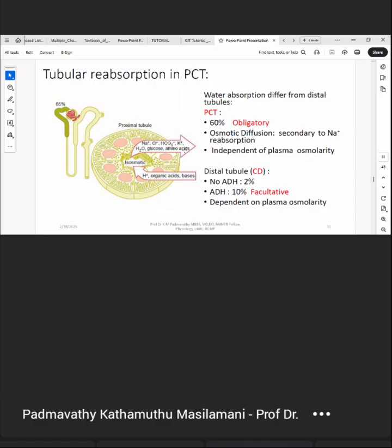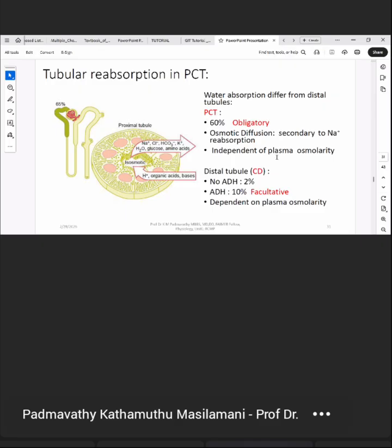So these two are completely reabsorbed. And most of the sodium, that is 60 to 65% of sodium, is reabsorbed. Along with that, there is absorption of water also. And the secreted substances are mostly acids and bases. So hydrogen ion and also many of the organic acids and bases are secreted. So these are the important ones.